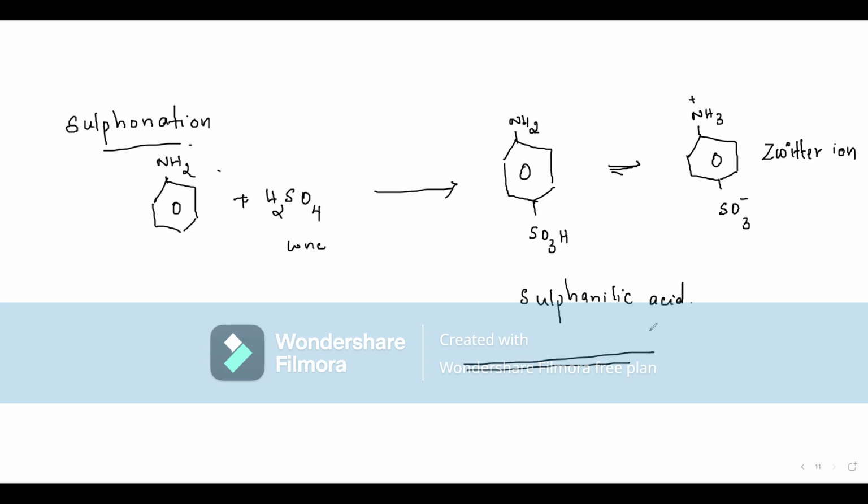Definitely till sulfanilic acid you need to study. The rest is your choice. There is automatically, without you doing anything, this H of SO3H will be shifting to NH2, and that is a Zwitter ion. Zwitter ion is not the name of this particular compound. Zwitter ion is a general term for all such internal salts.